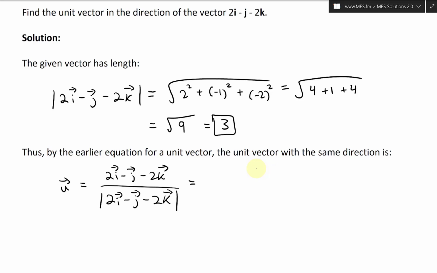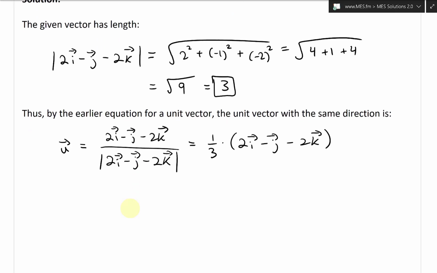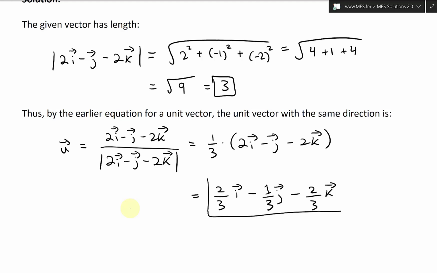Now let's write this out. This is 3, so this is divided by 3. In other words, you're just multiplying the vector by a scalar 1/3. So multiplied by 2i minus j minus 2k, like this. And then you could write this all out: 2 over 3 i minus 1 over 3 j minus 2 over 3 k, like that. And now we could just box this out.